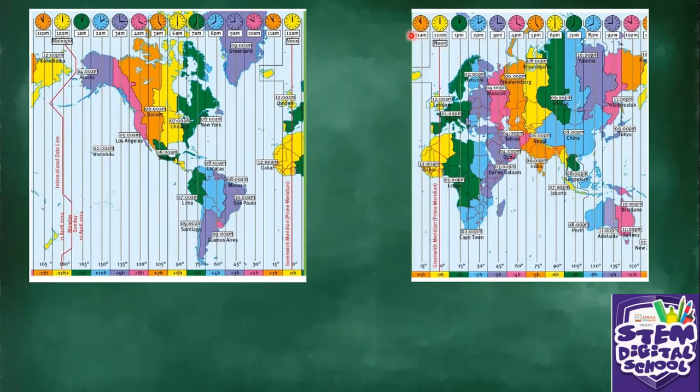To avoid any confusion of date, this line is drawn through where the sea lies and not land. Okay, that's very good, Natalie. Thank you for your research.